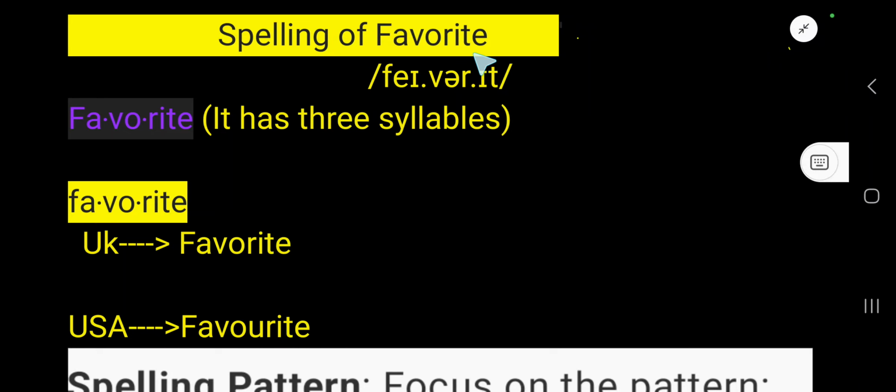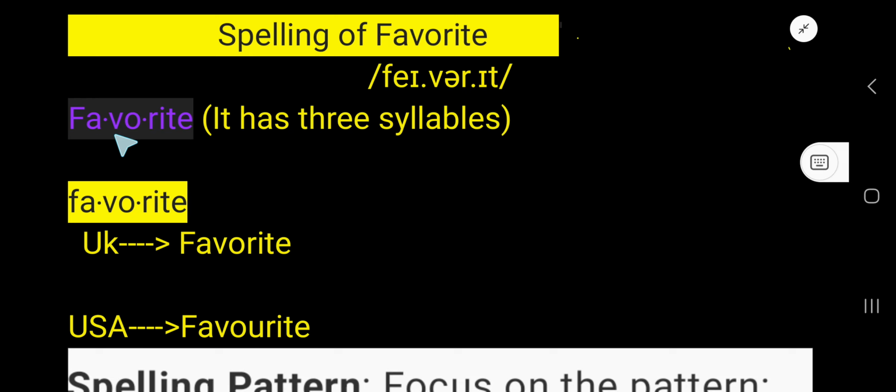Spelling of favorite. Look, favorite. This is the spelling of favorite. But to remember the spelling of favorite, you need to focus on the number of syllables present in favorite. Look, you can write the number of syllables here.